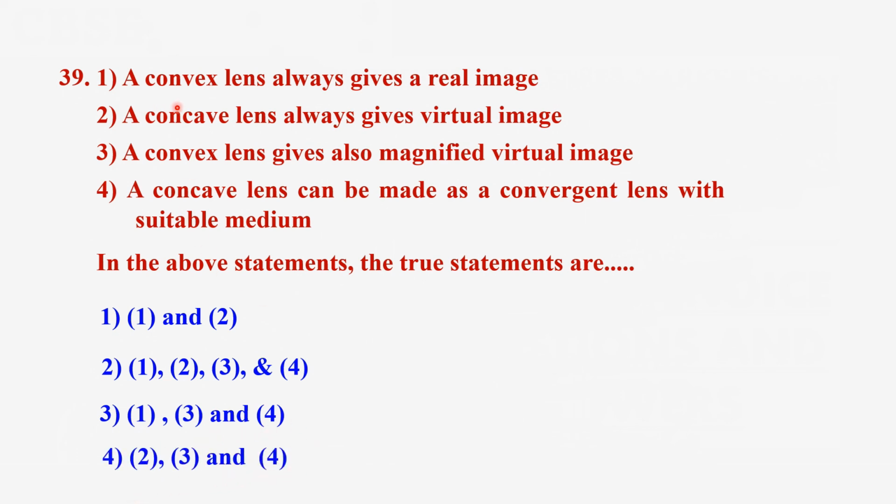Here, a convex lens always gives a real image. But in one situation a convex lens also gives a virtual image, so it is incorrect. Second, a concave lens always gives a virtual image. Right. A convex lens also gives a magnified virtual image. Yes. A concave lens can be made a convergent lens with a suitable medium. So the correct option is the fourth option: 2, 3 and 4. Except one, all the remaining three are true statements.